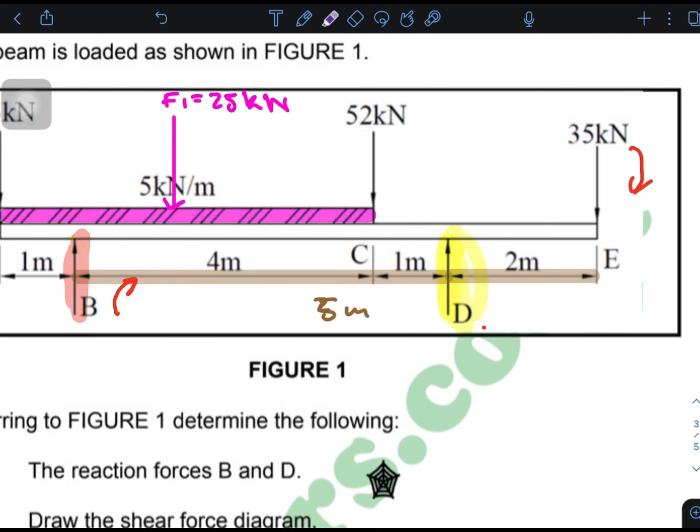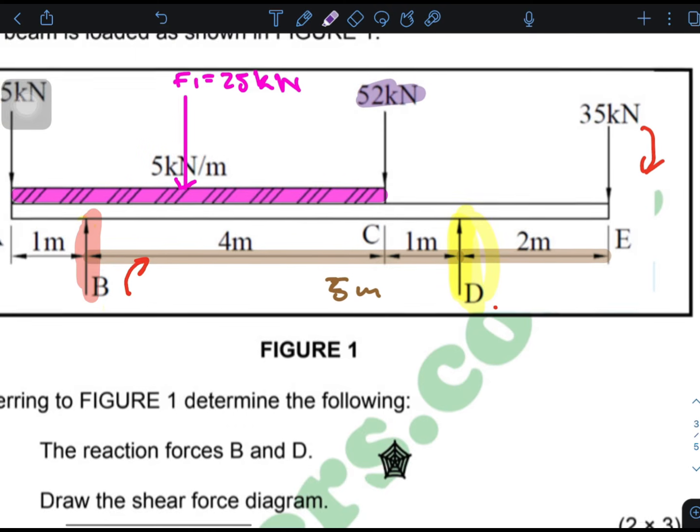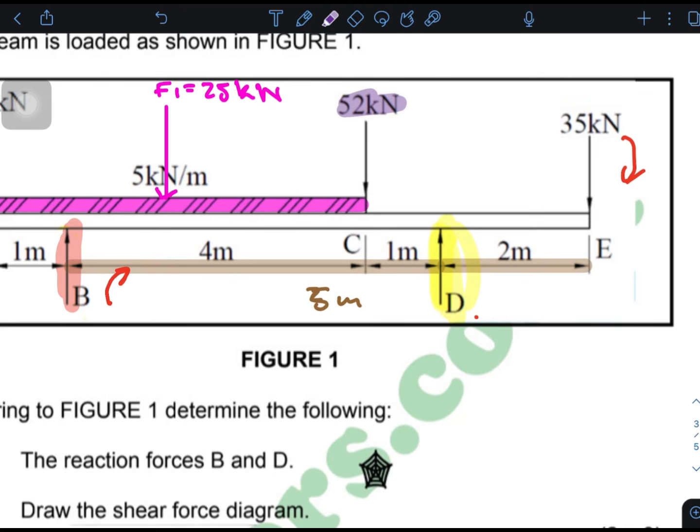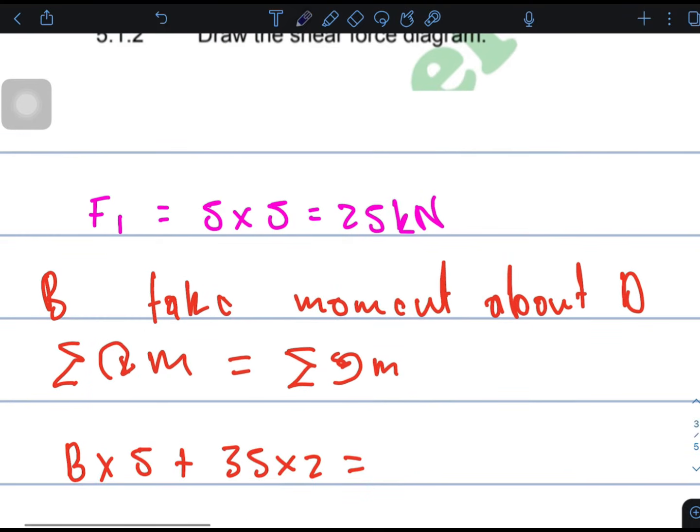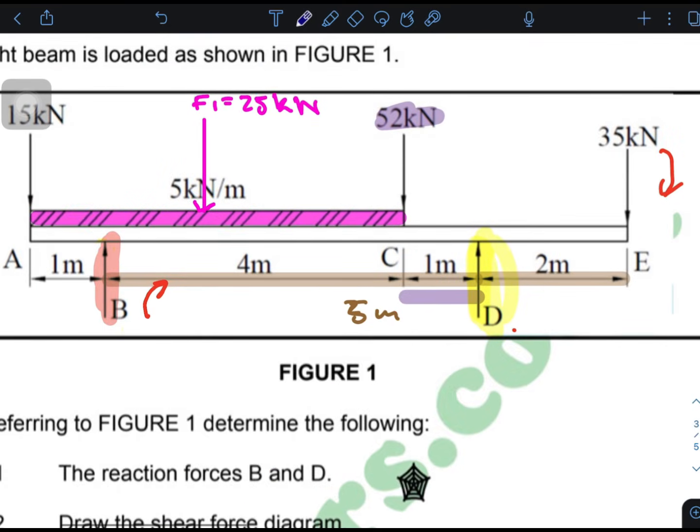Okay, for example, this force, the 52 kilonewton, is closest to the turning point, not to the beam, to the turning point. So 52 kilonewtons is the one that is closest to D. So that distance you can see is 1 meter. So 52 times 1. Then the next one is what? The 25 kilonewton of the uniformly distributed load.